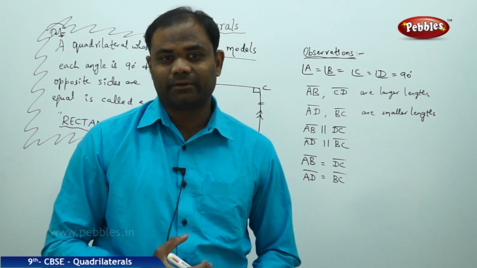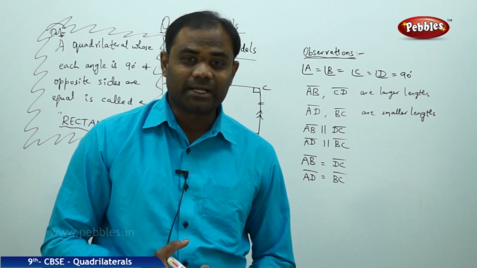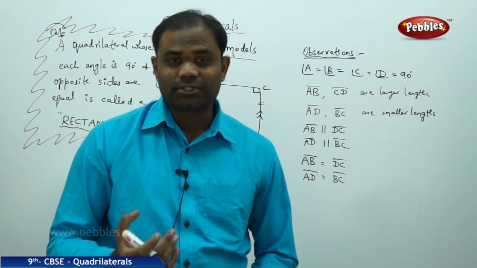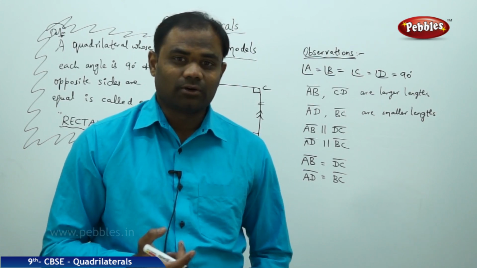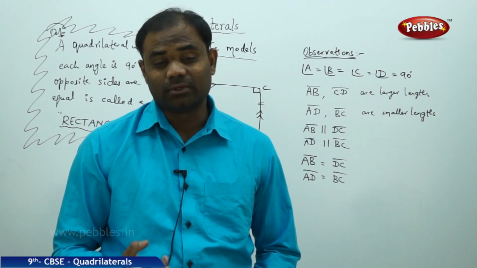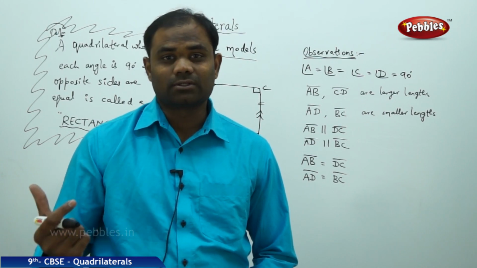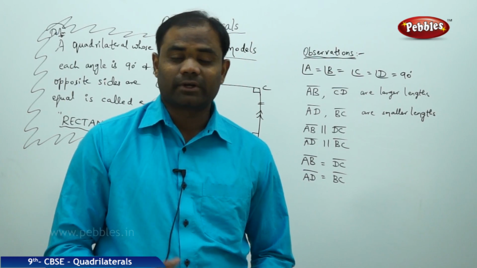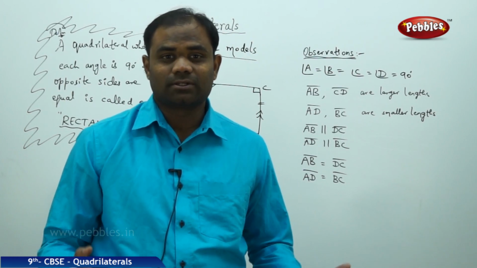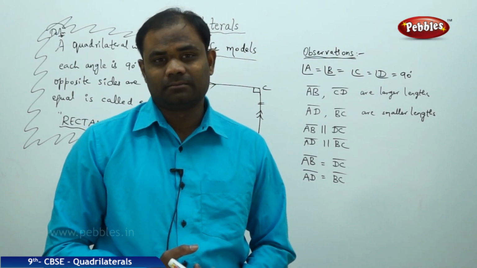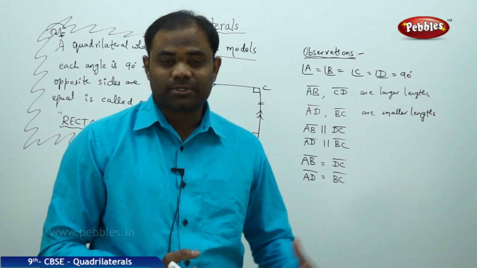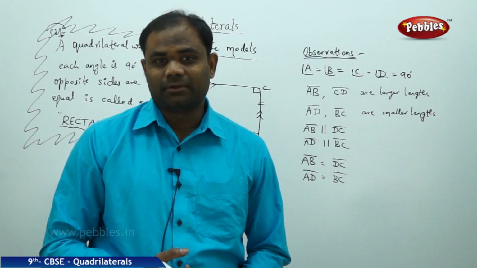A quadrilateral whose each angle is 90 and opposite sides are equal is called a rectangle, a special case of a quadrilateral. All four sides equal and each angle 90 is a square, and if all four sides are not equal but opposite sides are equal and each angle is 90, it is called a rectangle. Rectangle, a special case of a quadrilateral, is how we understand the special cases of a quadrilateral.